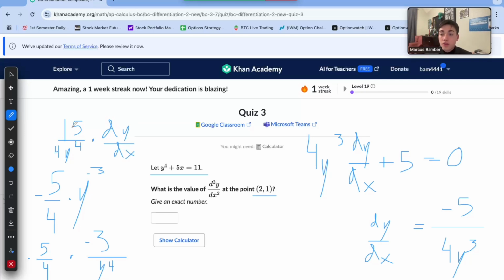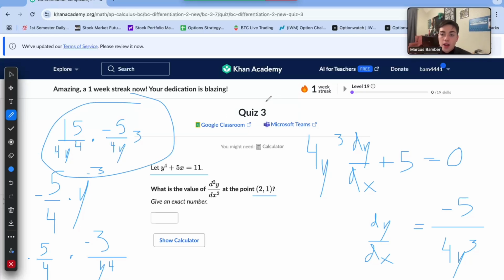So that means our second derivative is 15 over 4y to the power 4 times dy over dx. Notice we have a dy over dx. We can just substitute that back out with what dy over dx is equal to, and we know that that is equal to negative 5 over 4y to the power 3. So now our second derivative is this.